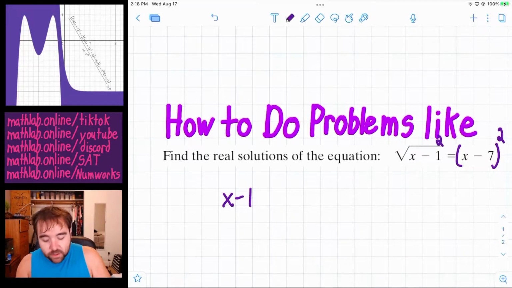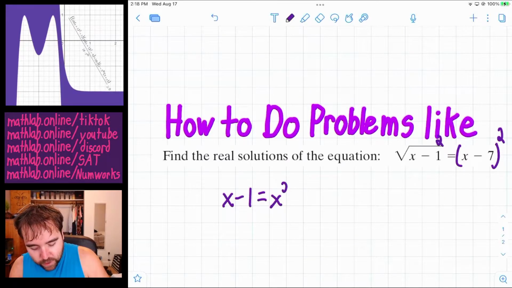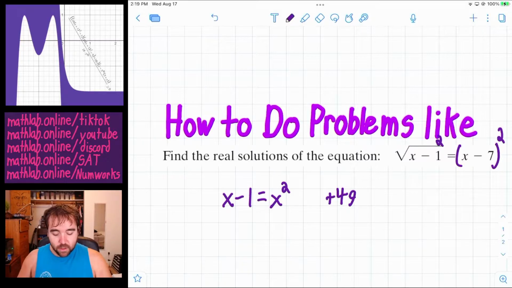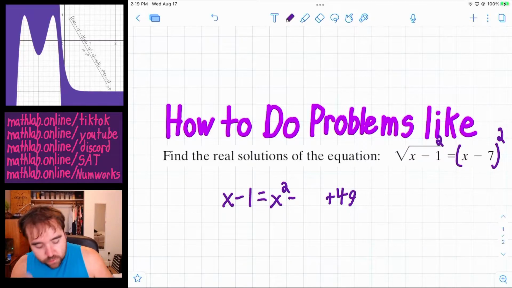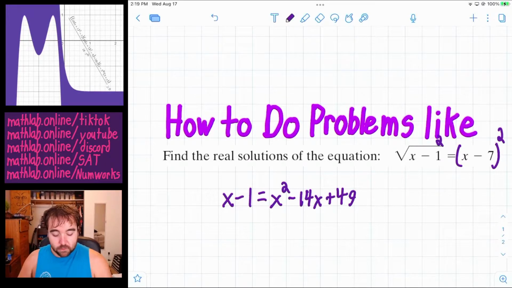And now on the right side, we've got to FOIL that out. That's x minus 7 times x minus 7. So you remember the pattern. We got the first thing squared, and we got the last thing squared: x squared, 7 squared. And then we got 2 times the first thing times the last thing, so minus 14x. So that's x minus 7 times x minus 7.